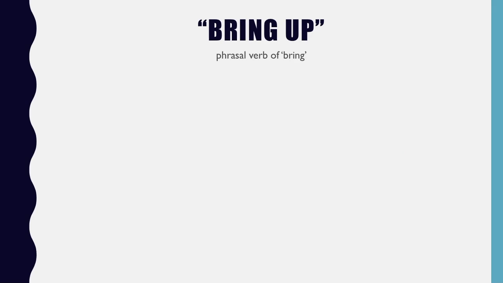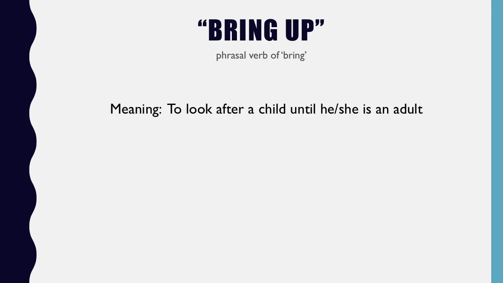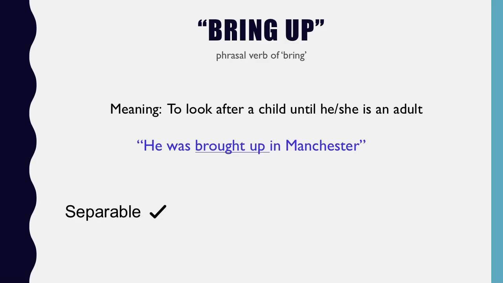Our next phrasal verb is bring up, and this is a phrasal verb from the verb bring. To bring somebody up means to look after a child until he or she is an adult. For example, he was brought up in Manchester. This phrasal verb is separable. For example, my parents brought me and my sisters up in England. It is also transitive. So bring up means to look after a child until he or she is an adult.